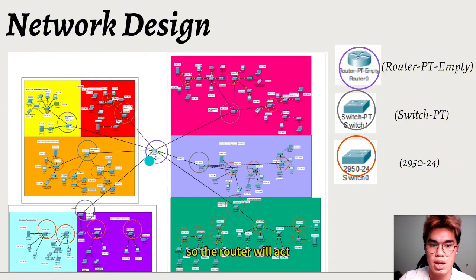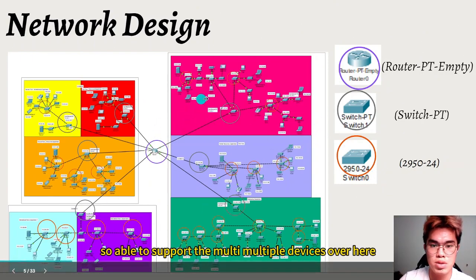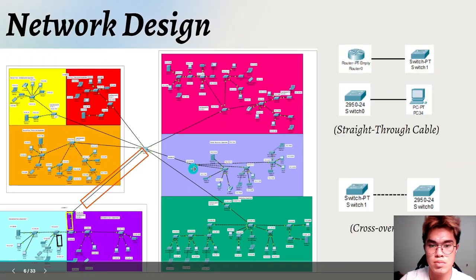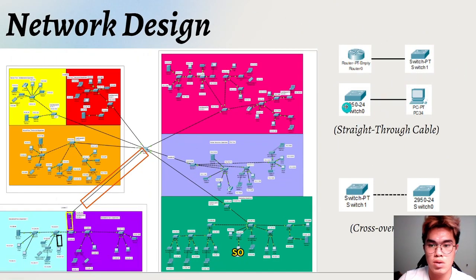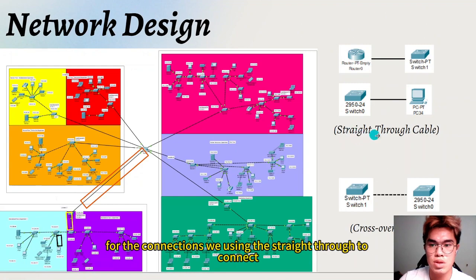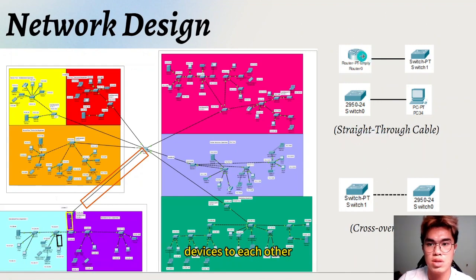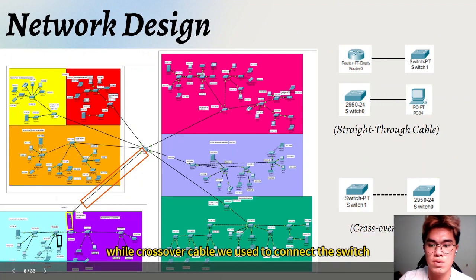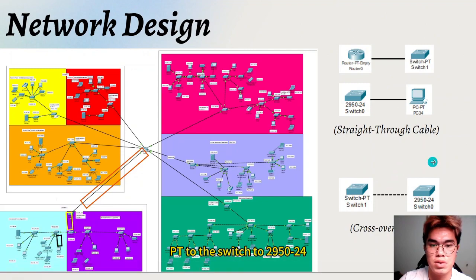The router will be placed at the center to connect each of the switch PT with the limited port. Then it will be extended with the switch 2950-24, so it is able to support multiple devices. For the connections, we're using the straight-through cable to connect the different devices to each other, like the router to the switch and switch to the PC. The crossover cable we use to connect the switch PT to the switch 2950-24.